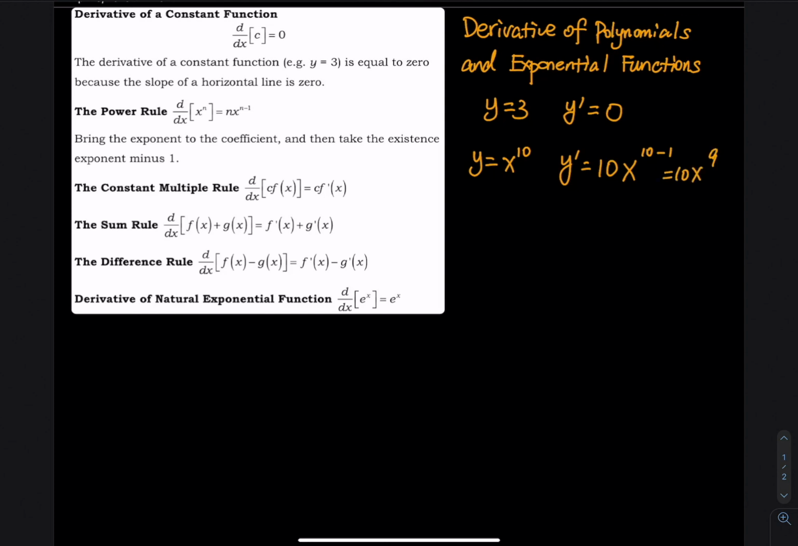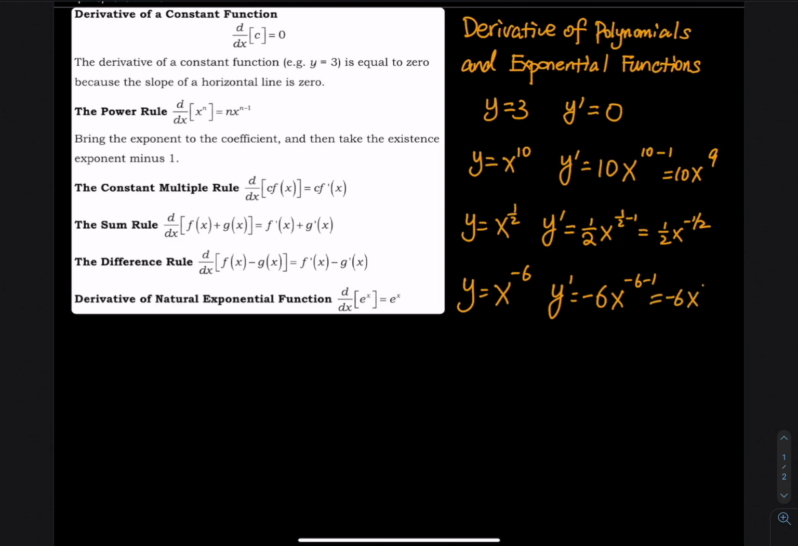Let's practice a couple more of this. So let's say we have y equals x to the 1/2. What is the derivative? Again, we are not using the limit definition. We take the 1/2 down, and then x raised to 1/2 minus 1. So that is 1/2 x to the negative 1/2. So let's say you have y equals x to the negative 6. What about y prime? You bring the negative 6 down, and then x to the negative 6 minus 1. So you have negative 6 times x to the negative 7.